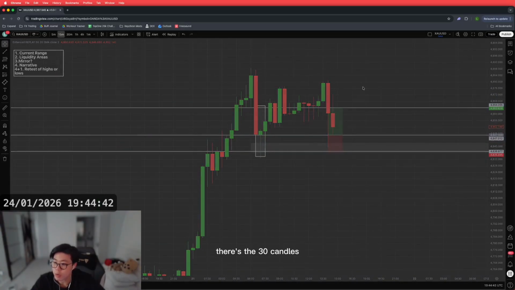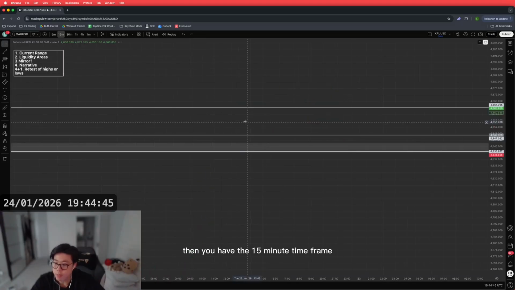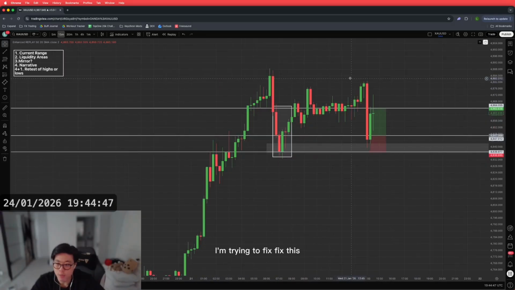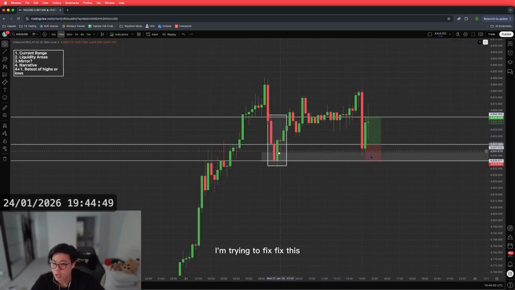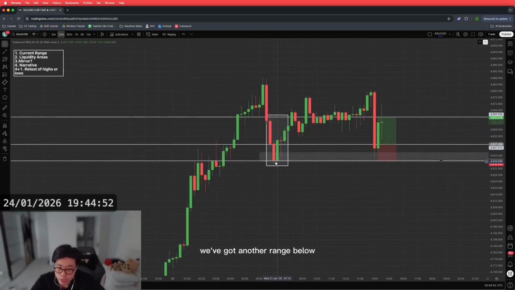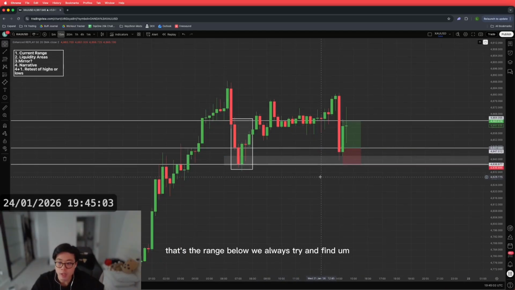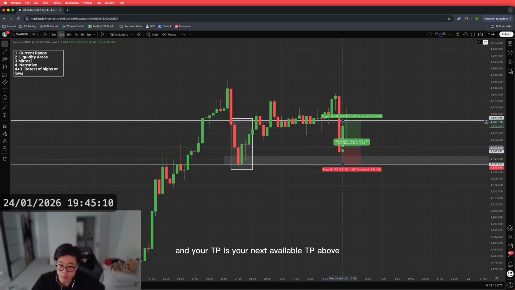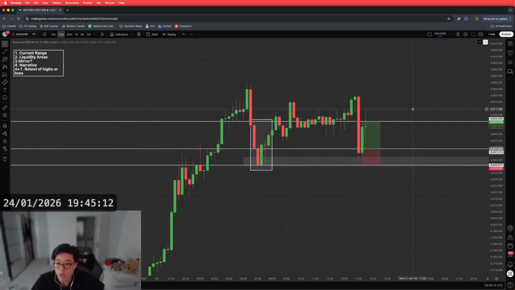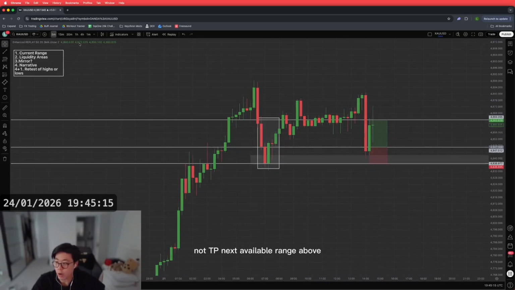There's the 30 candles, then you have the 15-minute time frame. It is a little bit laggy here. I'm trying to fix this. And then you can see here we've got another range below the range that we filled for the current range that we're in, which means that we're determining this as a stop loss placement at 3.6. That's the range below. We always try and find the next range below as your logical stop loss placement, and your TP is your next available range above.